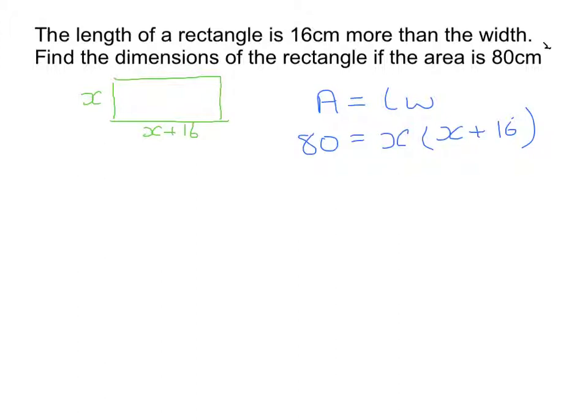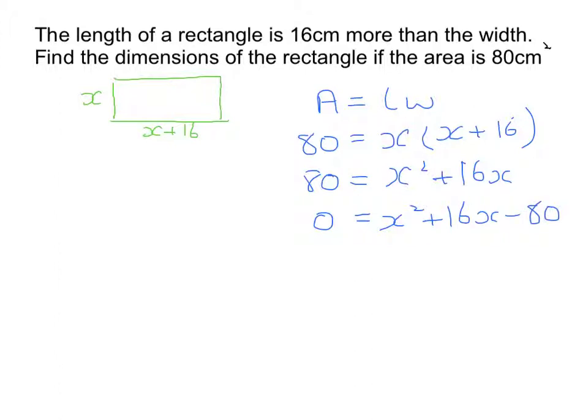Now what I'll do is I'll expand out that bracket, so that'll be equal to x times x is x squared, and x times 16 is 16x. And of course that's equal to 80. Now what I want to do is to bring the 80 across to the other side. So I'll take away 80 from both sides, and that will leave us with 0 is equal to x squared plus 16x take away 80.